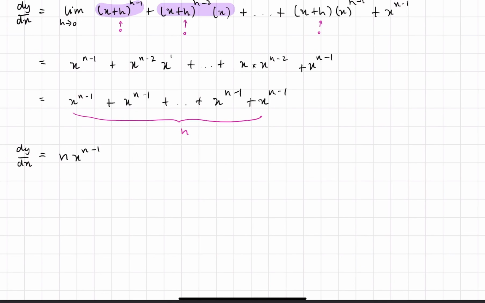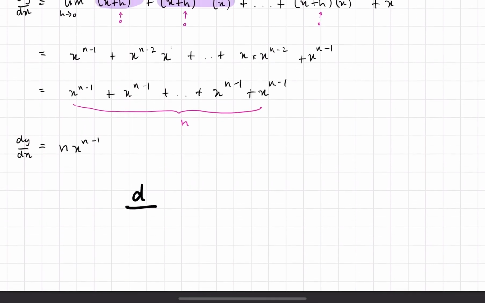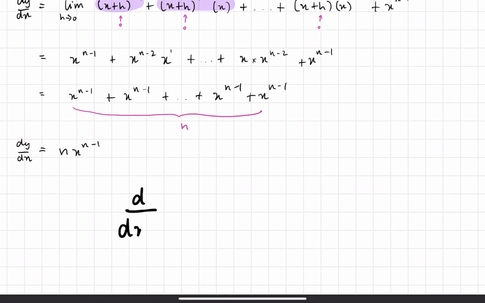And this is the answer. So we now have something nice to use from now on. That was a really hard question, right? There was a lot of algebra and stuff involved. But once we've proved something in maths, we can just use it forever, because it's never going to get disproved. So we found this: d/dx of x^n is equal to n x^(n-1). This is what we proved.